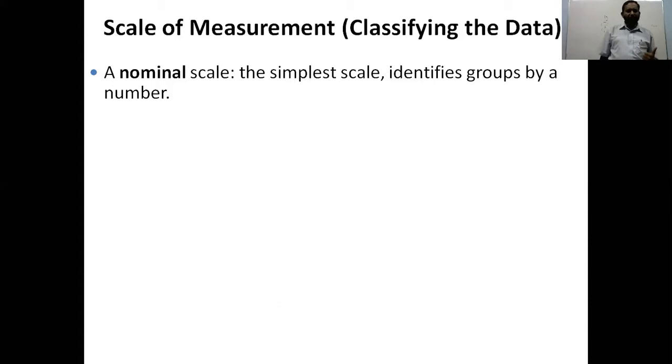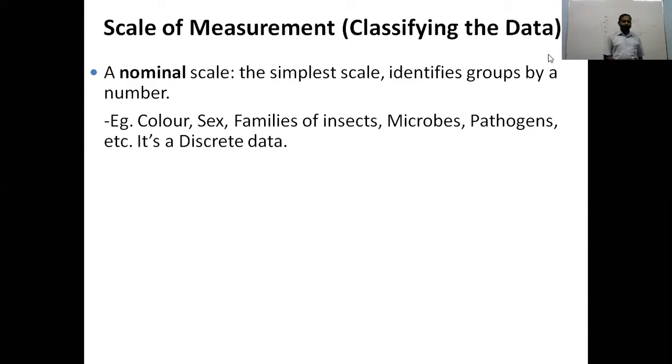It is the simplest scale, which identifies groups by their names. For example, color and sex. Color, you have different colors: black, white, red, blue, yellow, pink, orange, etc. Similarly, sex, male and female, two categories. Then families of insects. You learn families of insects.